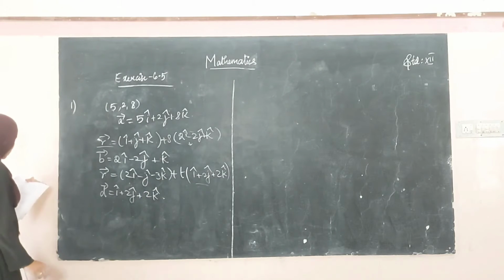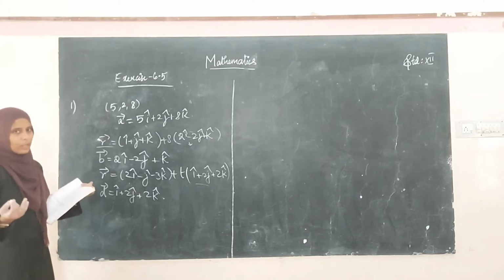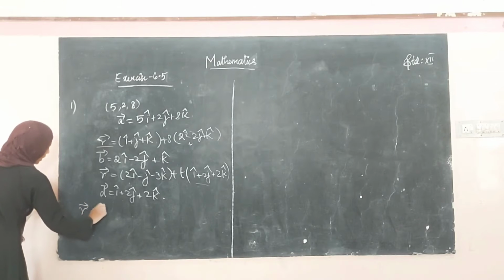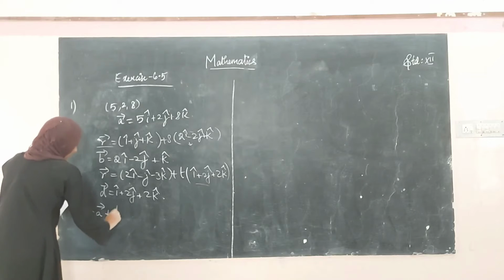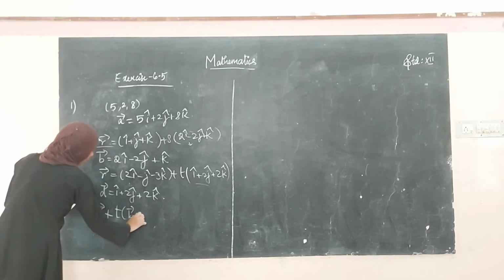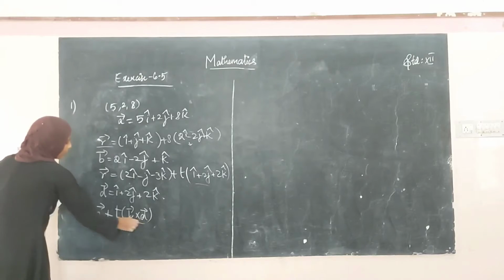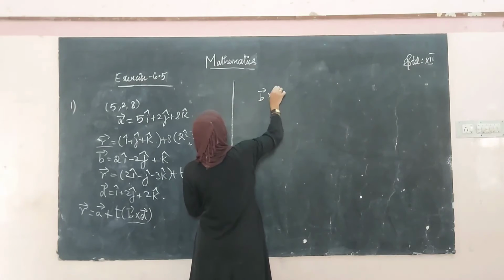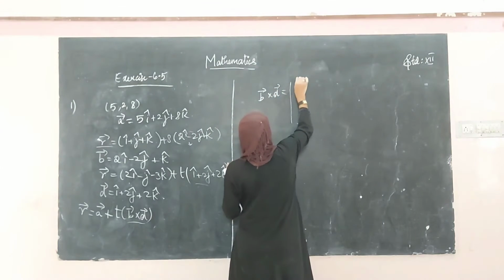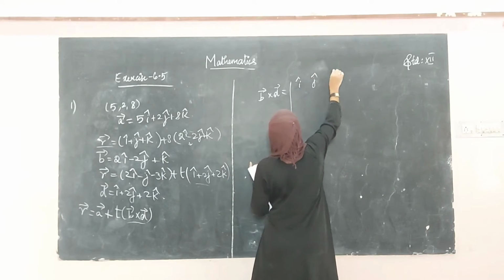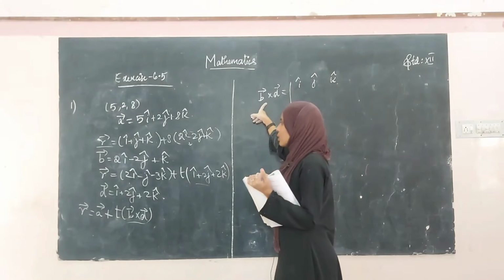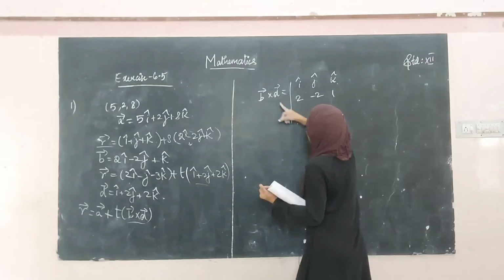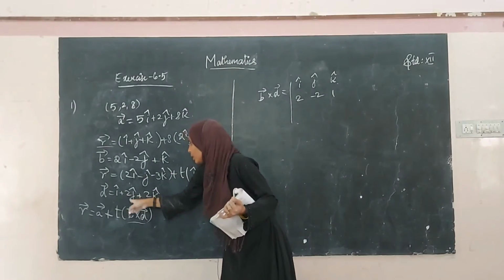Okay, so what is the thing that we have to find? We have to find the vector equation and Cartesian equation. What is the formula for vector equation? r vector is equal to a vector plus t into b vector cross d vector. So, for this we have to find b vector cross d vector, right? How will we find that? Using the determinant method. It will be i cap, j cap and k cap, and coefficients of b vector in the second row: 2, minus 2, 1, and coefficients of d vector in the third row: 1, 2, 2.